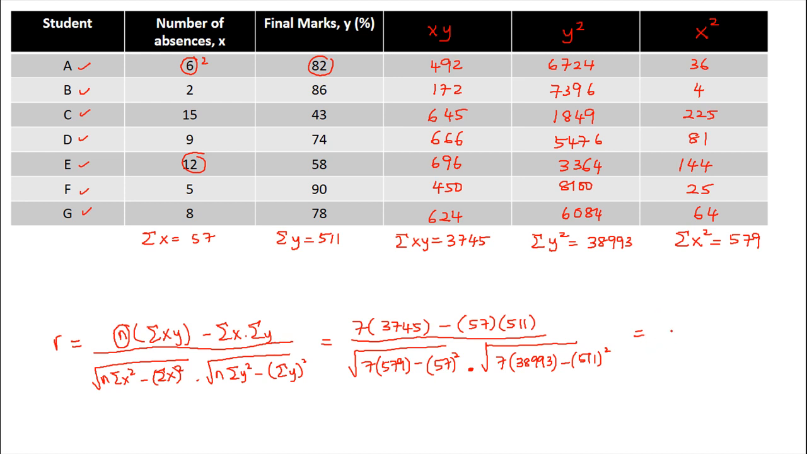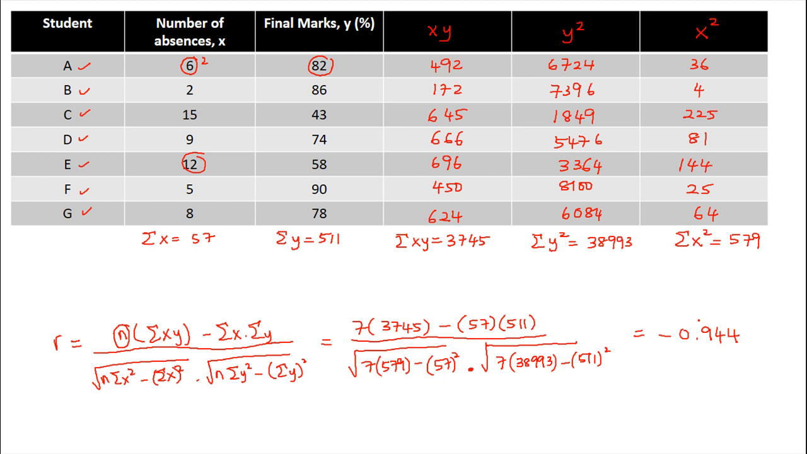And the answer for this question, the value of r is negative 0.944. Okay, 0.944. So please take note, the rounding rule for the correlation coefficient, please round the value of r to 3 decimal places. Okay, so this is the rule, 3 decimal places for the final answer of correlation coefficient.